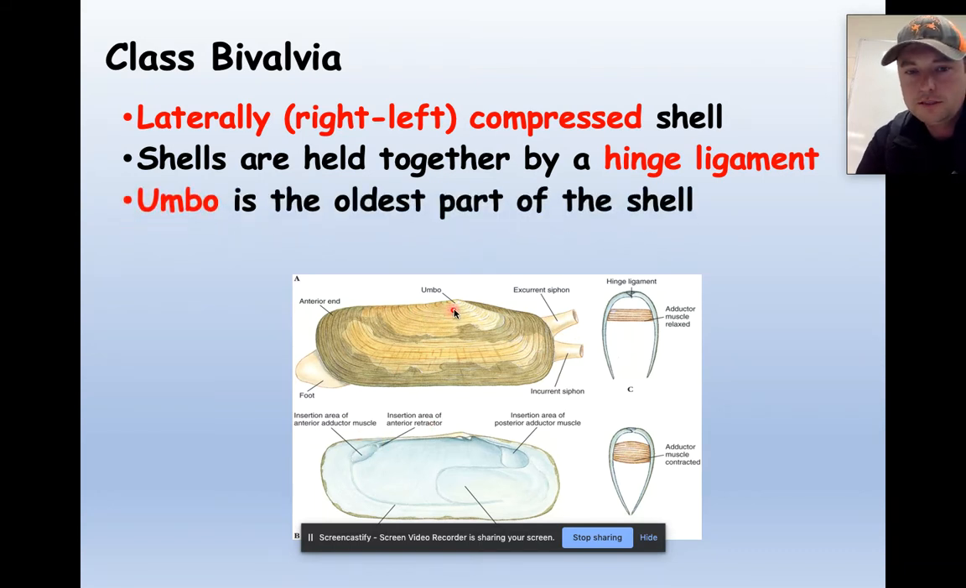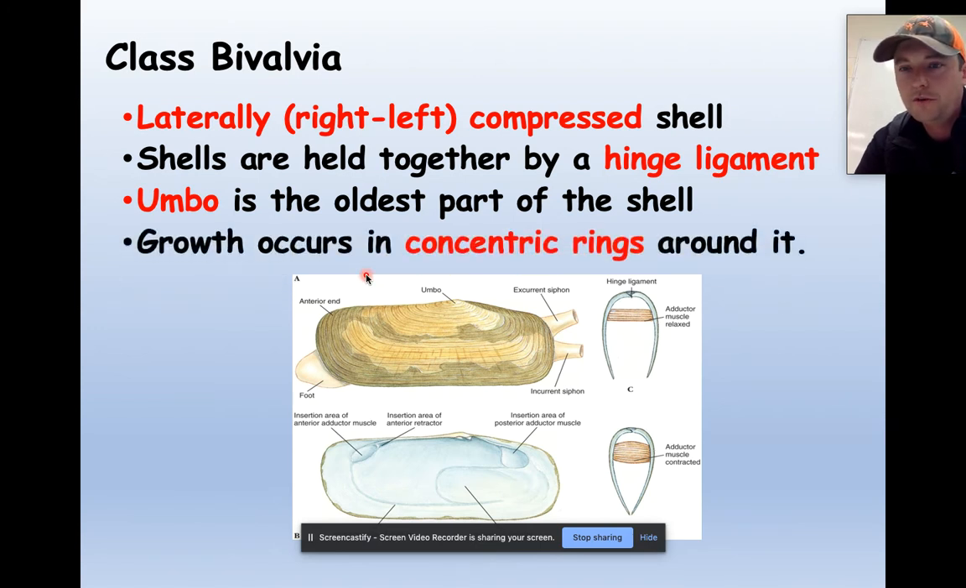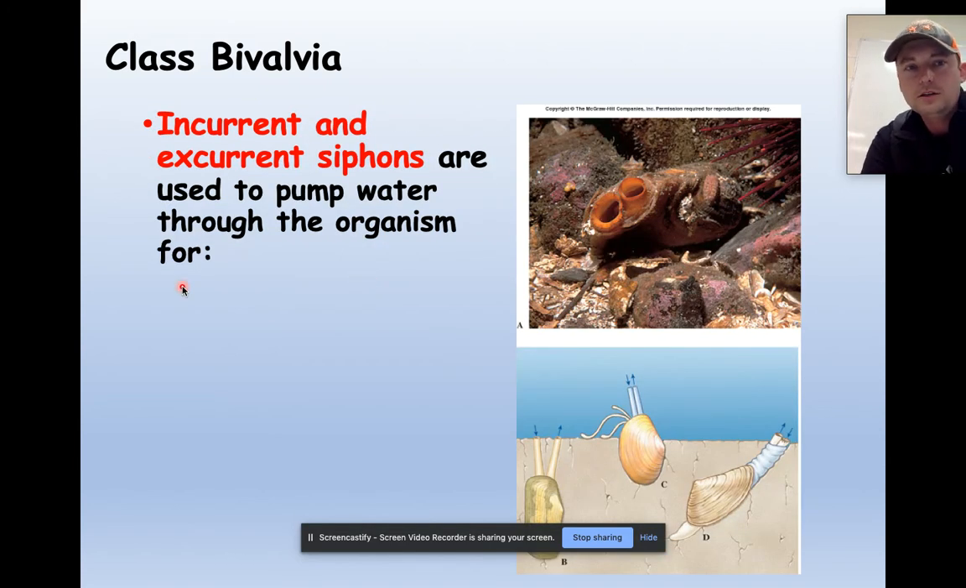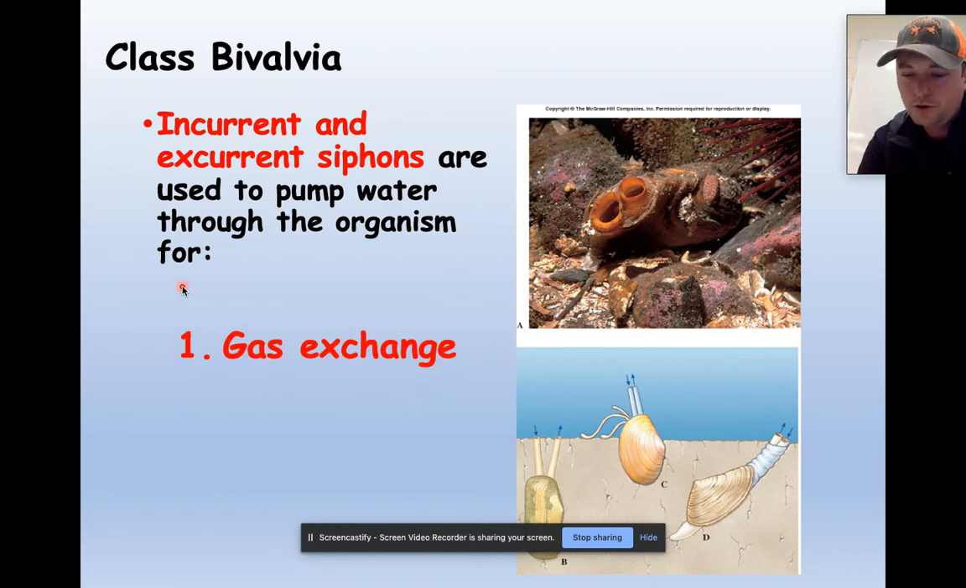The umbo is the oldest part of the shell, and you can tell how old a clam or oyster is based on the number of rings it has, just like in a tree. It's kind of neat to think about. There are two different siphons in a bivalve, an incurrent and an excurrent, and these are used for gas exchange. They can pull in fresh water and run it through their gills. Their gills will extract the oxygen and remove the carbon dioxide.